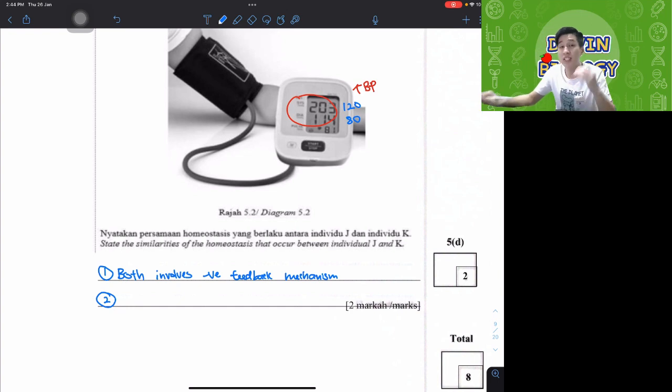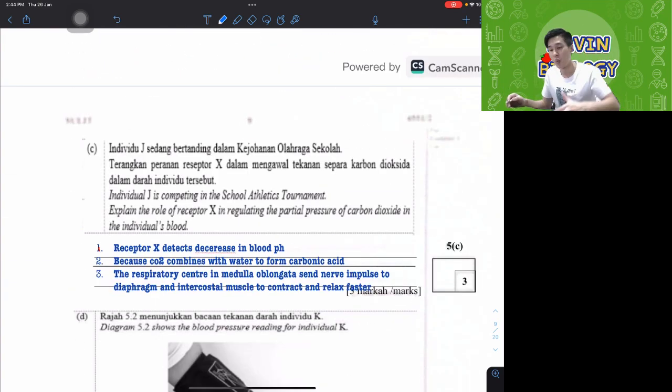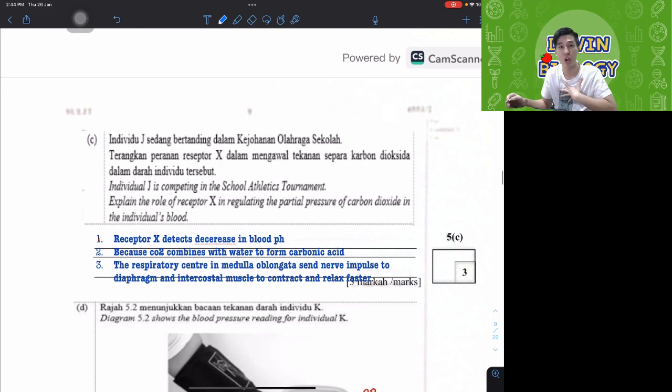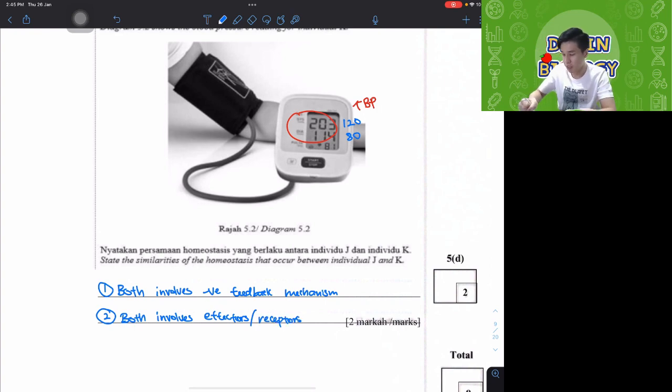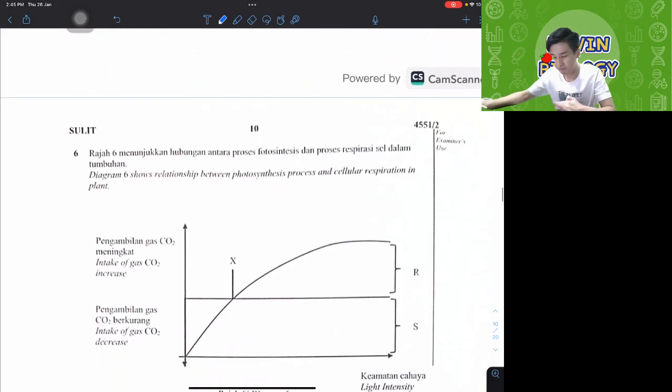Then next, homeostasis is basically like got nervous system involved. Means you involve receptor that help you detect the changes, whether too high or too low. You need your effector to help you carry out the response. So like just now the effector was my lungs punya muscle, intercostal diaphragm, help me to breathe faster, respond. Then blood pressure is basically your heart and your blood vessel. That is your effector. So you also can say both involves effectors. Both involve receptor. So these are 2 points. You can say that. Understand?